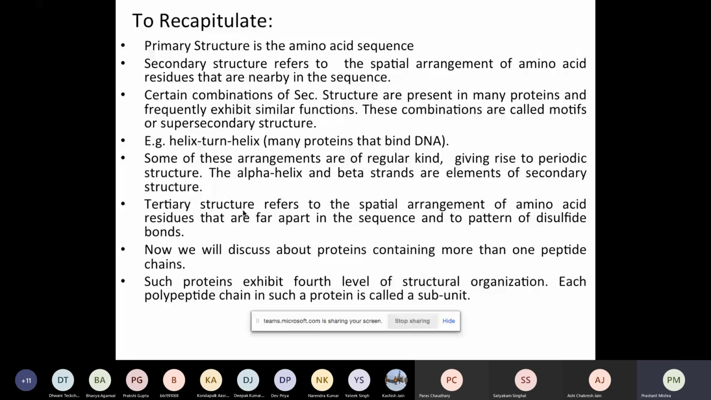Now we are going to discuss proteins that contain more than one polypeptide chain. So how do we find out whether it's one polypeptide chain or more than one polypeptide chain? Can anybody tell how to differentiate between one polypeptide chain and more than one polypeptide chain? So far, up to tertiary structure, we have discussed that the interaction is within one polypeptide chain. So how do you recognize? Any one of you?